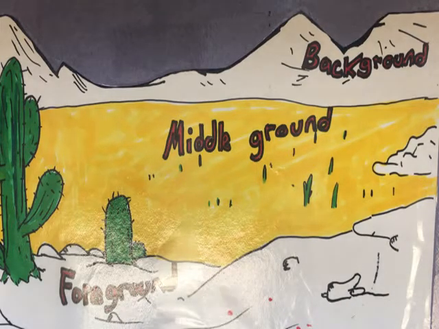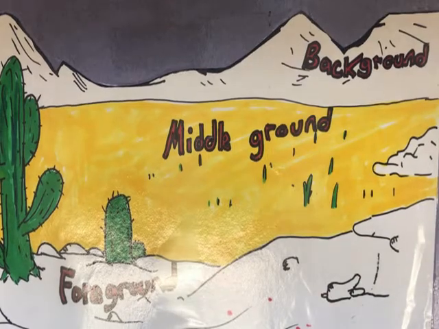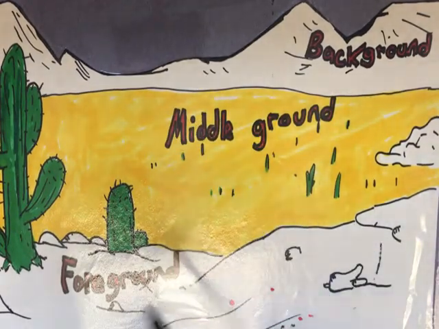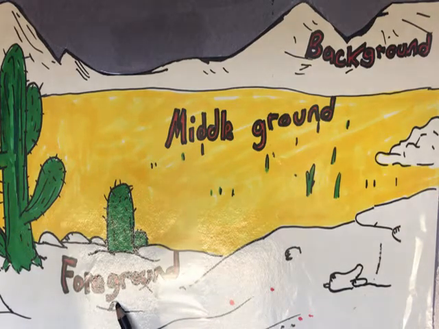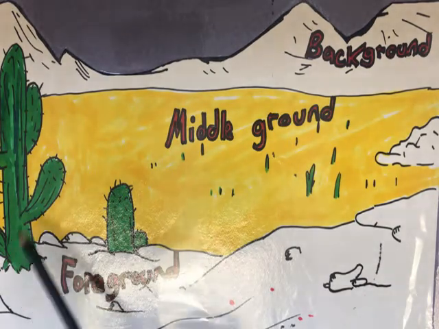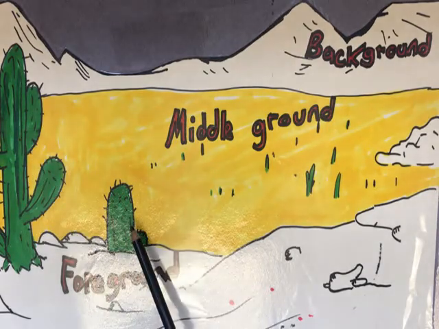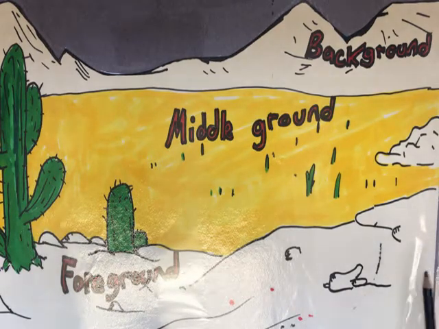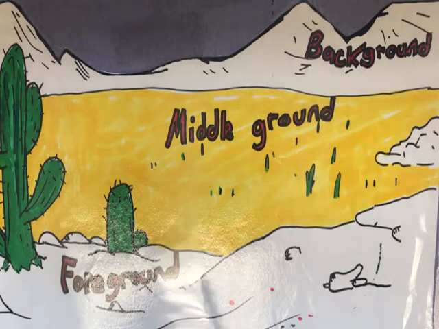Now, directly in front of you or underneath your feet, if you were to be standing in your own landscape, would be the foreground. Now, the foreground is the area with the most amount of detail. It is the area that is closest to the viewer. You'll see in my foreground I have two cacti, and you can see the detail on the cactus. You can see detail in the rocks and objects in the foreground, which is the very, very front of your landscape.